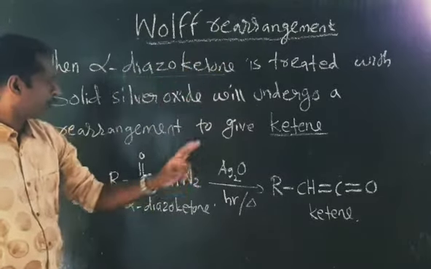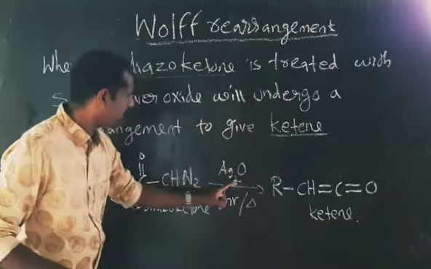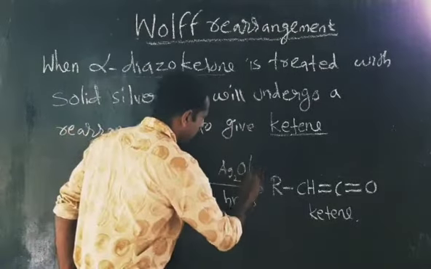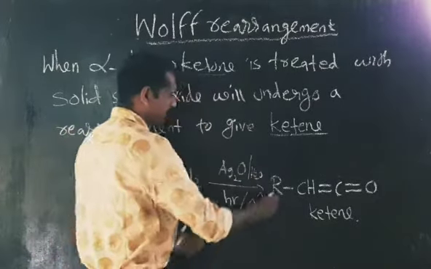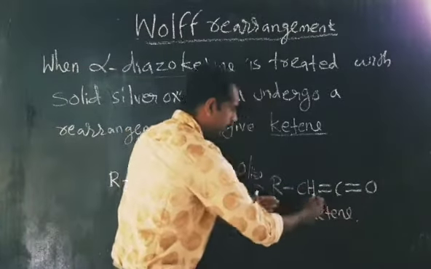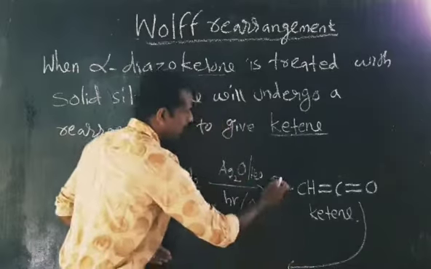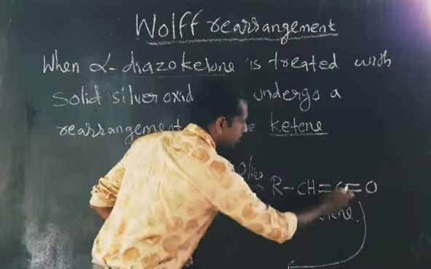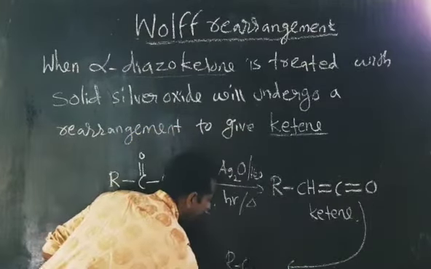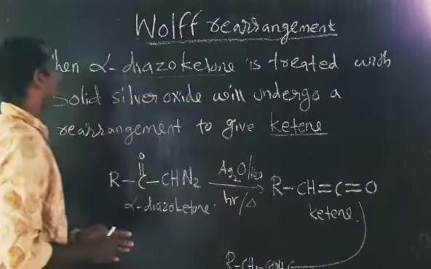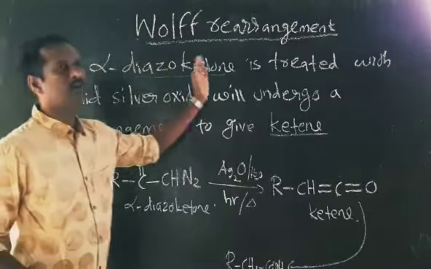And one more point, if this reaction is carried out in presence of water, silver oxide in presence of water, then this ketene is unstable and immediately it will be converted to the corresponding acid. That means RCH2COOH. We are getting RCH2COOH. Okay, so this is the Wolff rearrangement.